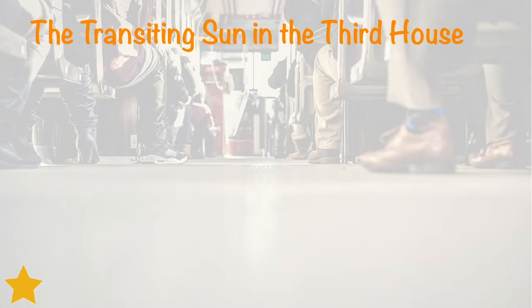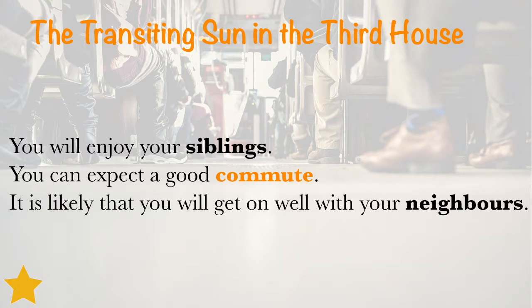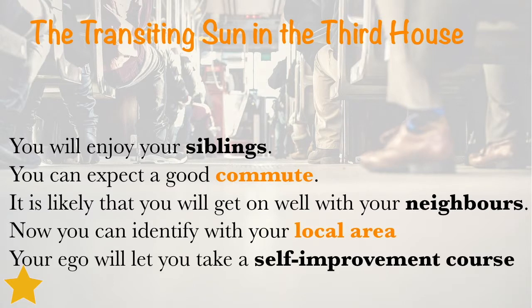When the transiting sun is in the 3rd house, you will enjoy your siblings. You can expect a good commute. It is likely that you will get on well with your neighbours, and now you can identify with your local area, or your ego will let you take a self-improvement course. These are many activities and things that happen for you if the sun is in the 3rd house in your horoscope.